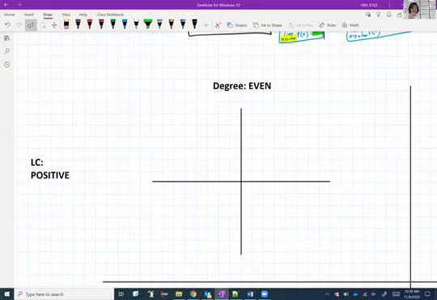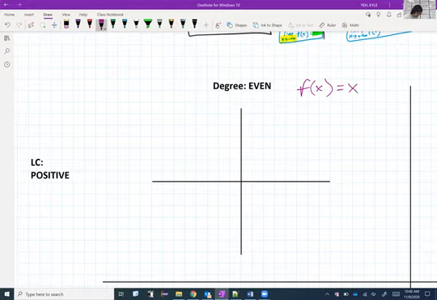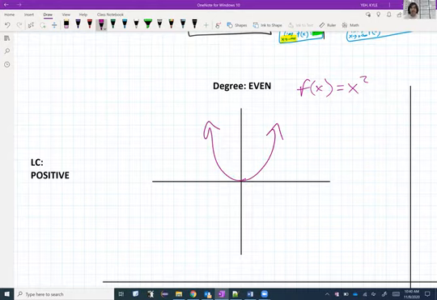Let's start right here in the top left. An even degreed function that has a positive leading coefficient. Let me write one here that we're really familiar with. Positive x squared, right? Even degree, positive leading coefficient. And we know kind of what that looks like. It looks something like this. Just a rough sketch, but it looks something like that.